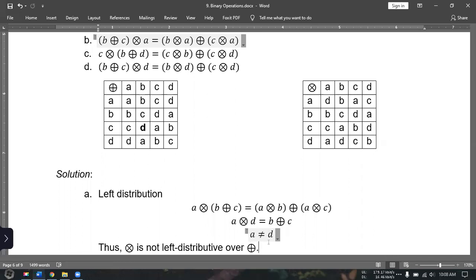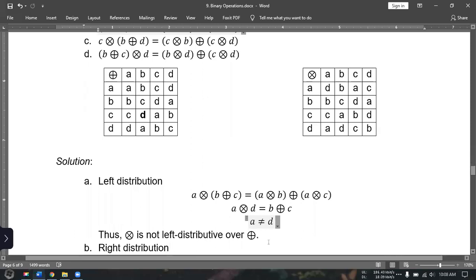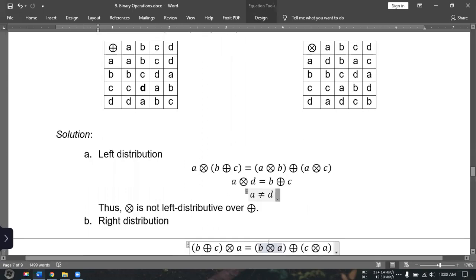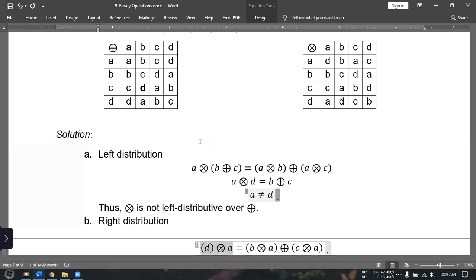Next, we have to test the right distribution. This time, the elements we are to use are A, B, C. On distributing A to our addend on the right, we have the product between B and A plus the product between C and A. What is the sum of B and C? The sum of B and C is D. And the product of D and A is C.